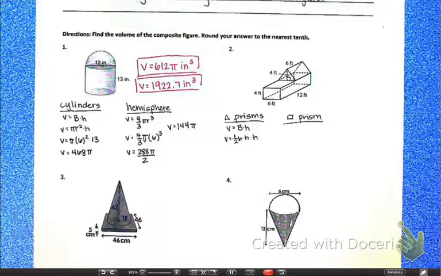Okay, so let's fill in what we know. Take 10 seconds with your group and determine the base and the height of the triangle. What is the base and the height of the triangle?